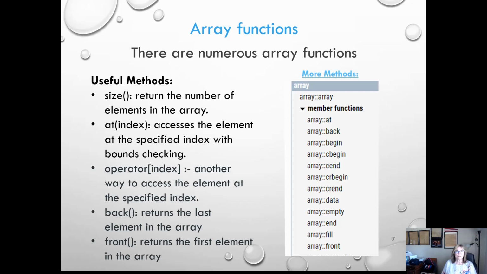Some of the useful methods are to be able to determine the size of an array, how many elements there are, and to be able to access elements at a specific index. We see that there are 2 different ways that we can do that, using the .at function and then using the operator index function. Both of those are 2 different ways, and there is a difference between the 2 of them. The front and the back methods obviously give us the first and the last element of the array.